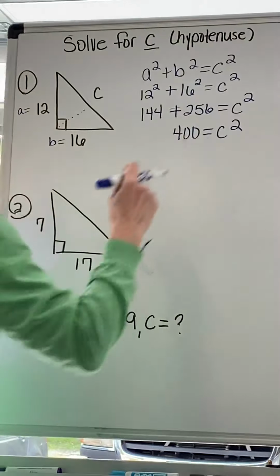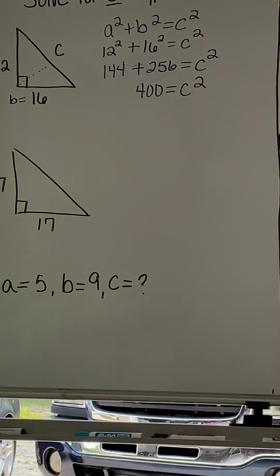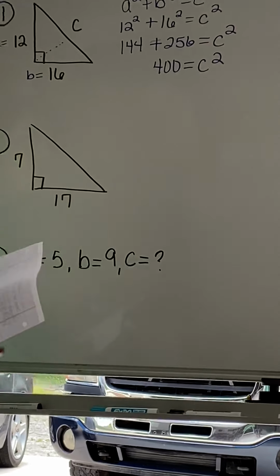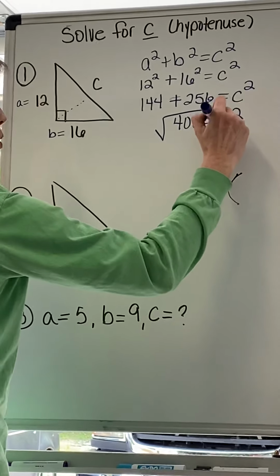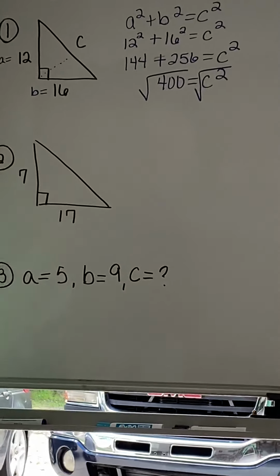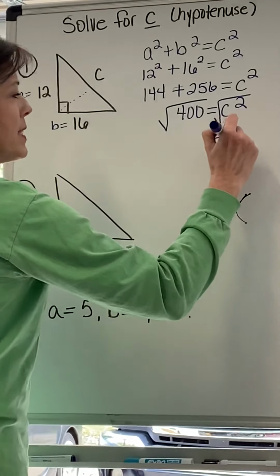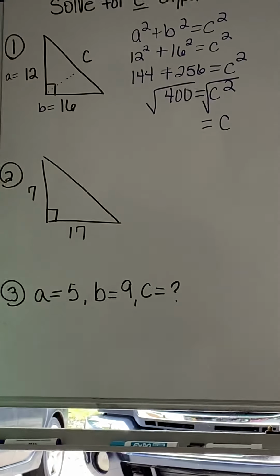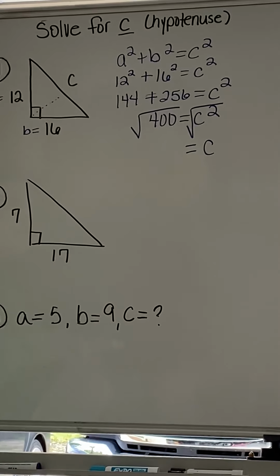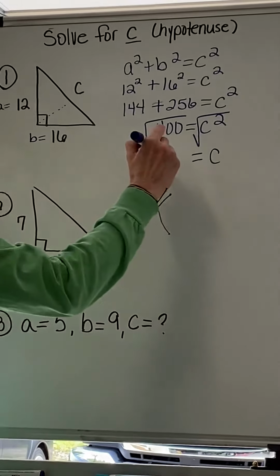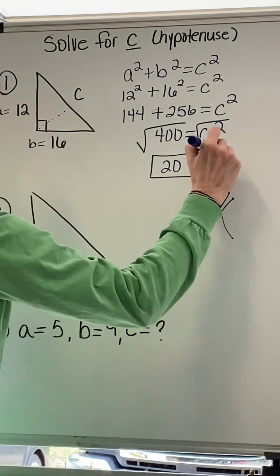Now, we want to solve for C, not C squared. So in order to get C by itself, you have to take the square root of both sides. Remember, whatever you do to one side of an equation, you do to the other side of the equation. The square root of C squared is C. That's what I want. And the square root of 400, remember that means what number times itself is 400, and that is going to be 20. And so the answer for C is 20.